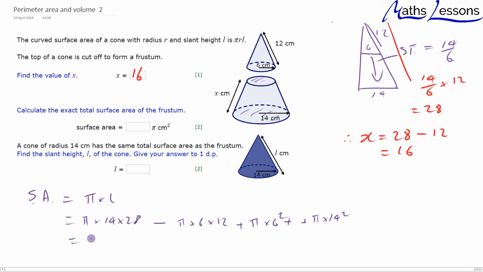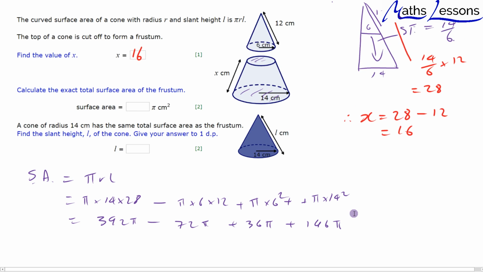Once we've done that, we get 28 times 14 is 392 pi, minus, let me just check that, 72 pi, plus 36 pi, plus 196 pi. And then we add those all up and we get 552 pi as our answer.